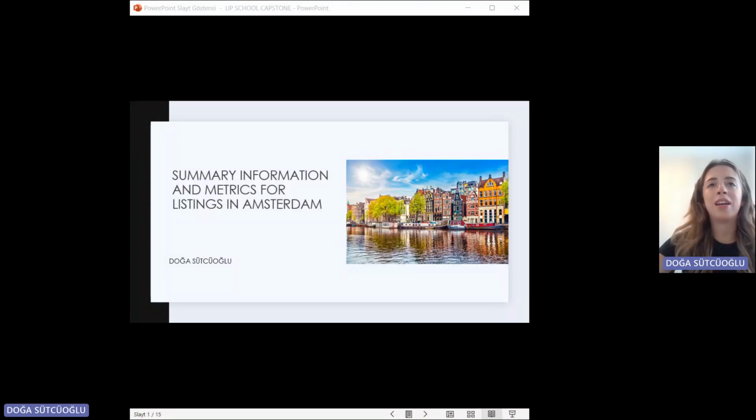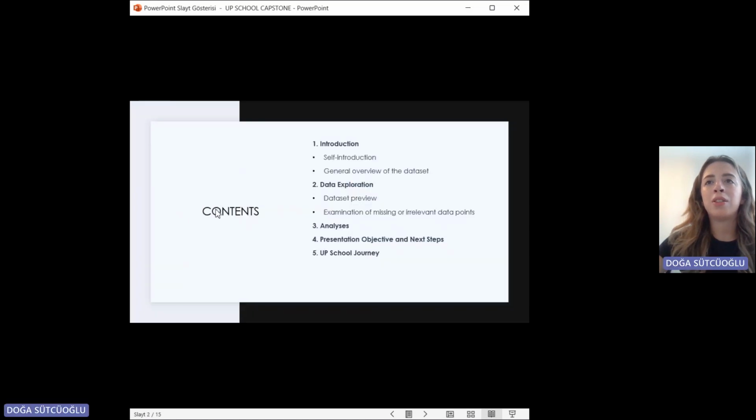Hello, everybody. Today, I am delighted to present you the findings from my analysis of the Amsterdam Airbnb listings dataset. This dataset has provided us with valuable insights into the Amsterdam accommodation market, guest preferences, and neighborhood dynamics. So there are 5 main parts in this project.